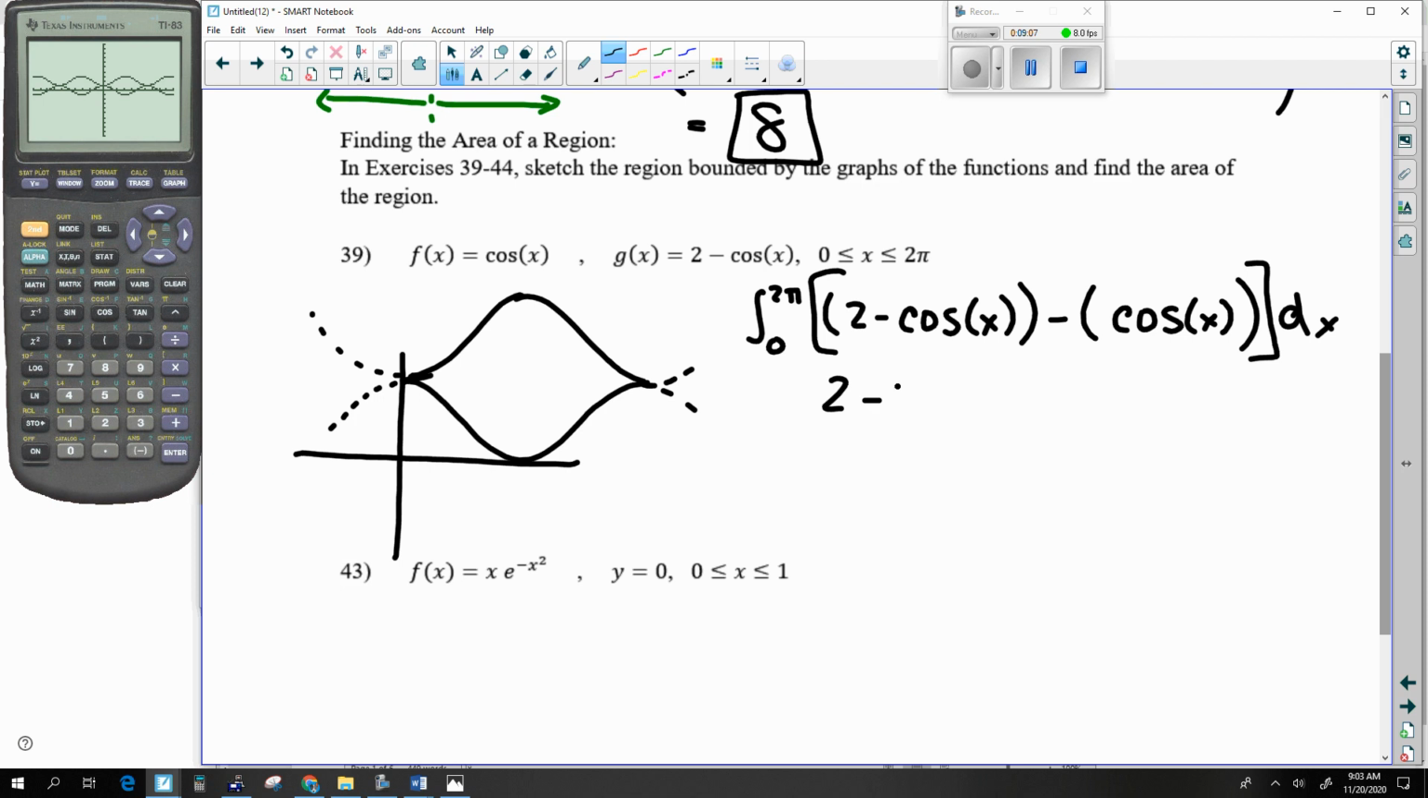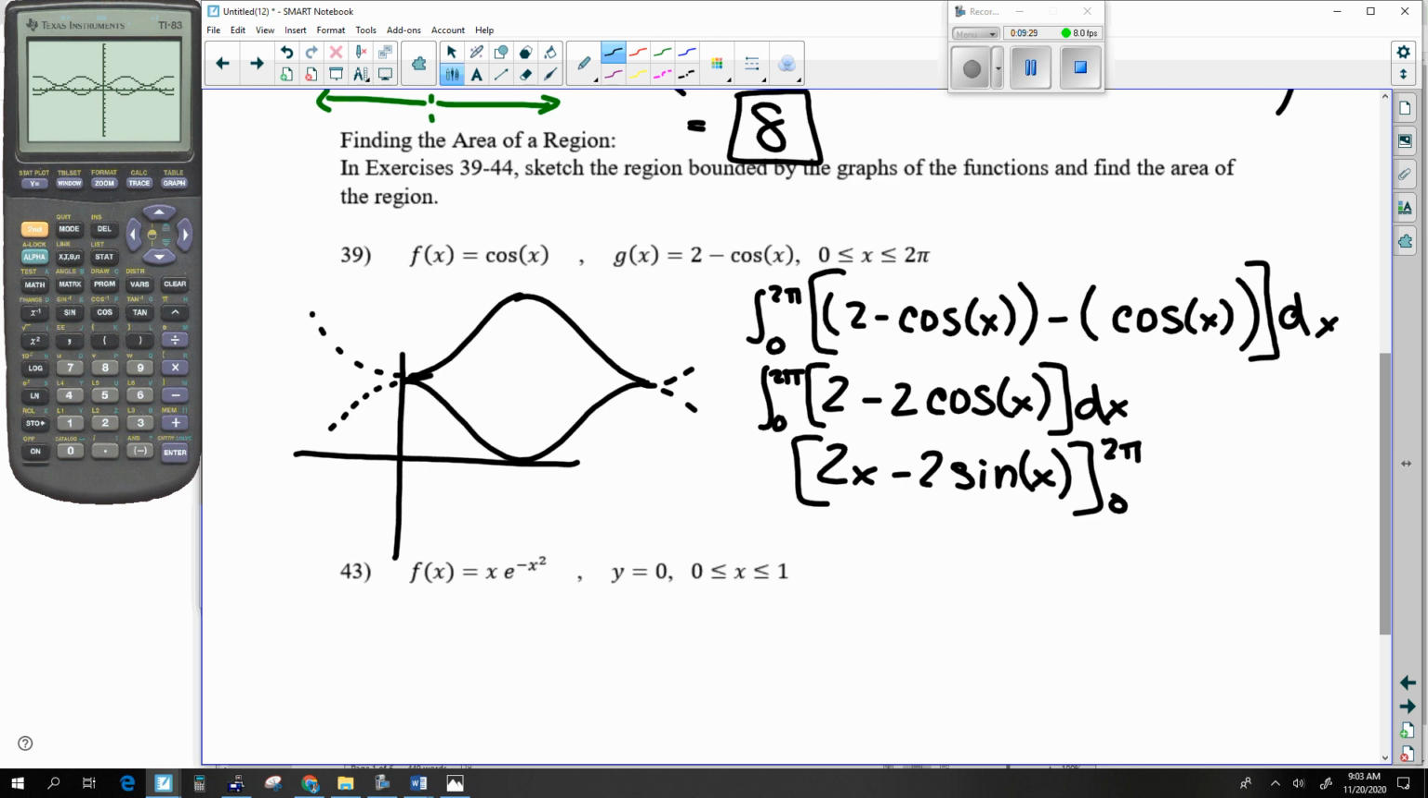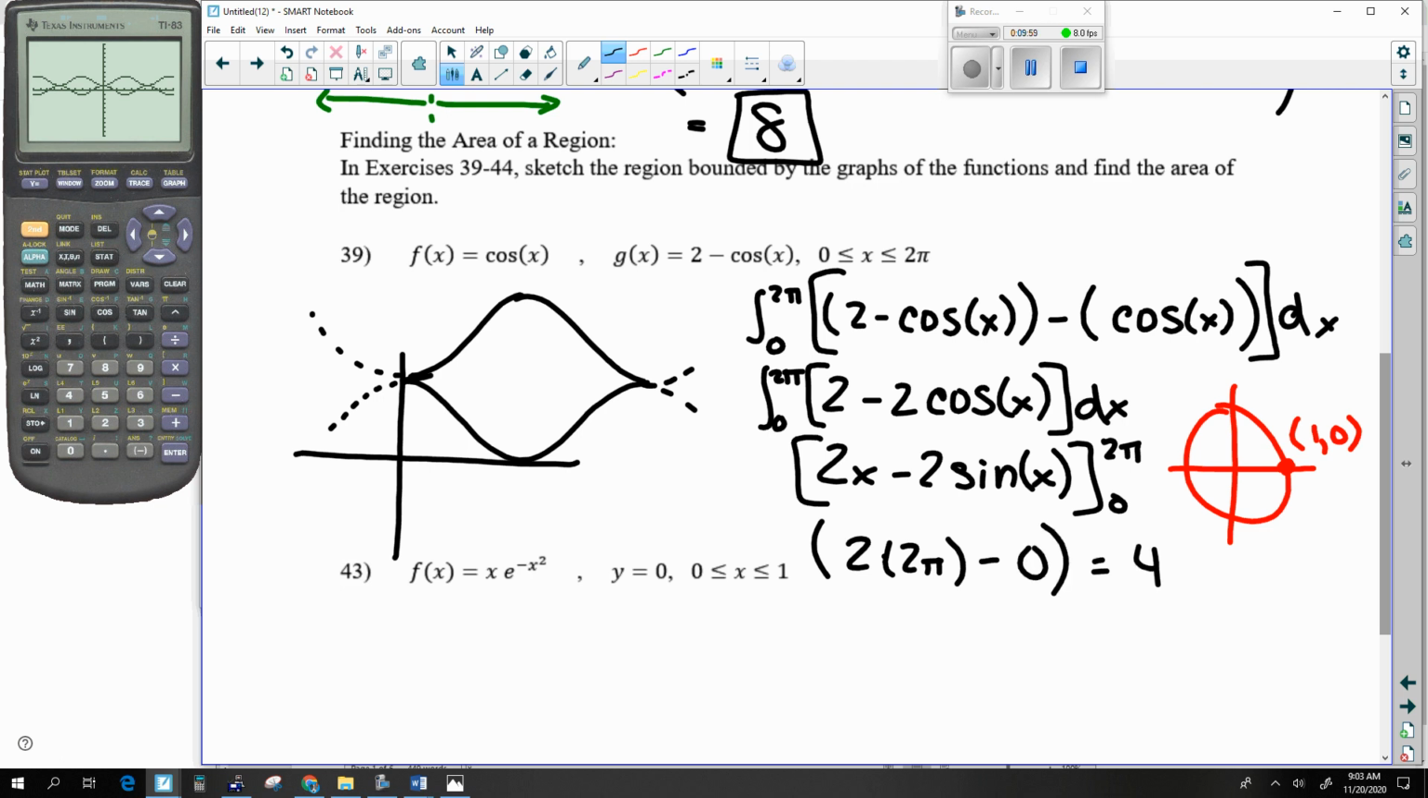All right, so this is 2 minus 2 cosine x. All right, so this is 2x minus 2 sine x, 0 to 2 pi. 0 and 2 pi are technically the same spot. And this is at 1 and 0, so sines are equal to 0 at both of these places. So this is going to be 2 pi minus 0 minus 0. So this should just be straight up 1.